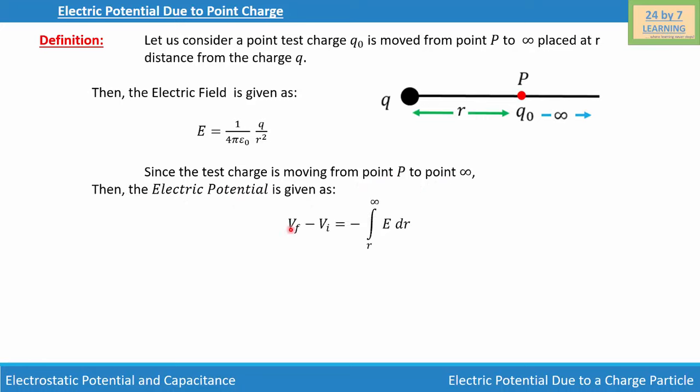as Vf minus Vi, which is final electric potential minus initial electric potential, is equal to negative integration from r to infinity E dr. And the reason why we have a negative sign, because electric field will oppose any change. We know that the final electric potential is 0 and the initial electric potential is V.